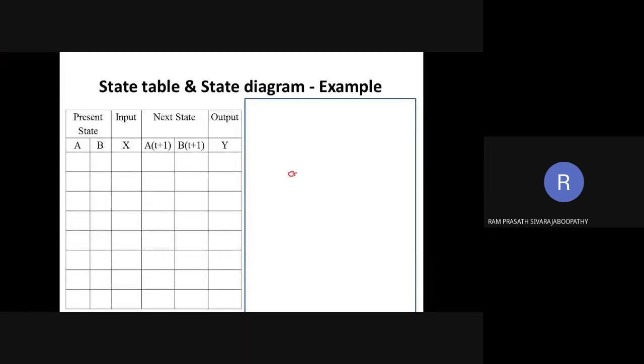0 0. Okay. 0 1. 1 0. 1 1. See, there is no fixed order; you can arrange this in any fashion.